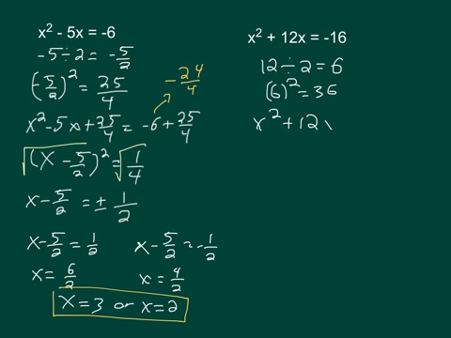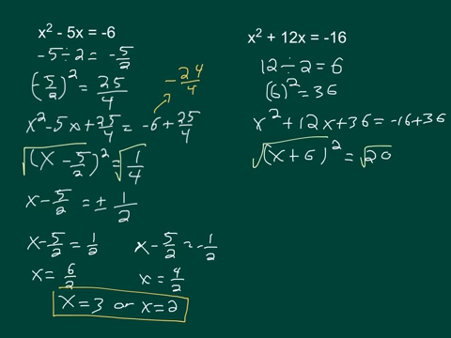x squared plus 12x plus 36 equals negative 16 plus 36. And the left side is going to factor into x plus 6 squared, and the right side becomes 20. So now when I go to take the square root, 20 is positive, but it's not a perfect square, so I can't get a nice number for it. I will have to include plus or minus, but I can't get it exact.